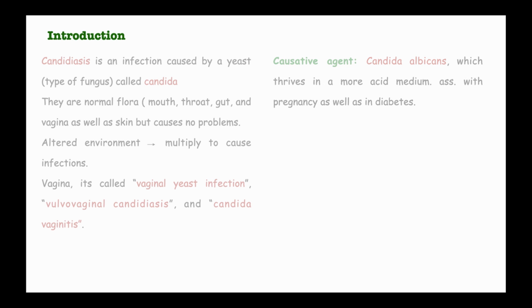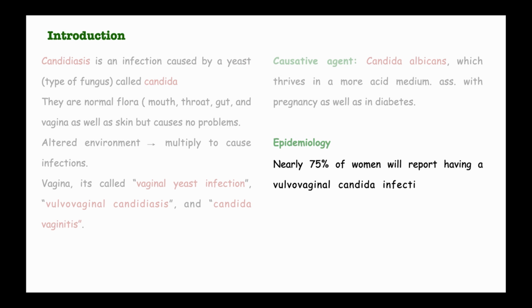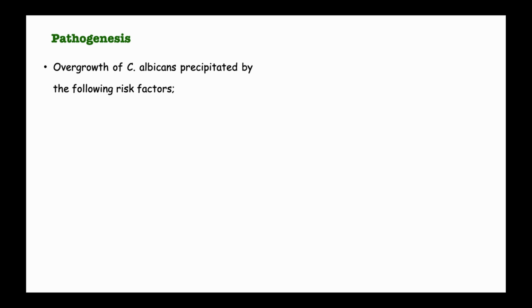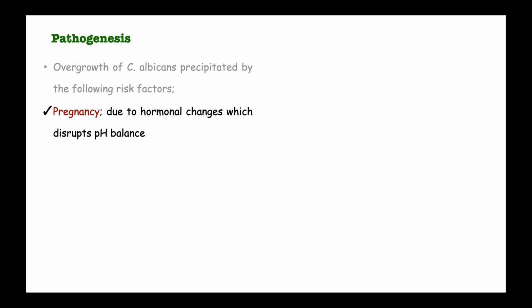Now, with the epidemiology of this disease, we realize that nearly 75% of all women will report having vulvovaginal candidiasis at least once in their lifetime. And so it's something which is very common amongst women and also young ladies. Now, with the pathogenesis, what we see is the overgrowth of Candida albicans is precipitated by risk factors which we are going to see, such as pregnancy.